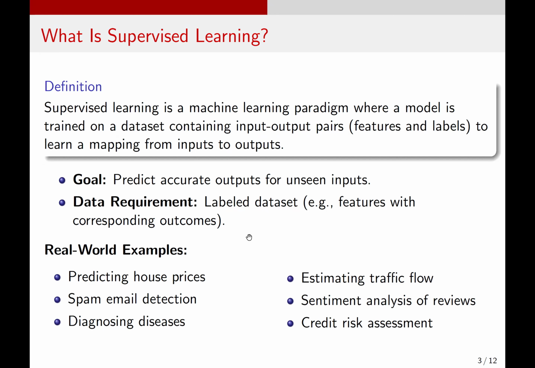Now, in the first case, you are going to get a price for a house based on certain other values. But for spam email detection, you want to be able to classify the emails you get based on the way they sound or something like that. You want to be able to say, okay, this is spam and this is not spam. That's classification. Then diagnosing diseases, that falls under classification too, right? So you want to know the kind of disease it is based on the symptoms and based on the results of your check. Then estimating traffic flow. Of course, that should be some kind of regression thing. Then sentiment analysis of reviews. You have credit risk assessment. Those are some real world examples of supervised learning.